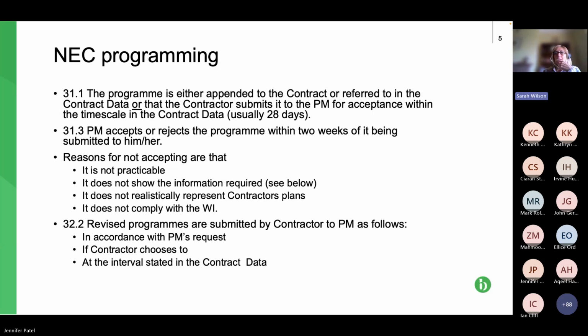Obviously, you need to ensure, if you're the contractor or a subcontractor, that it contains all the relevant information that we'll be looking at. The other option is that it's included after the contract has been entered into, in which case the contractor or subcontractor submits it to the project manager, or in the case of a subcontract, to the contractor for acceptance. So the contract data will state the timescales within which, don't know what you've done there, Jen, but we've now got lots of pictures of no slide.